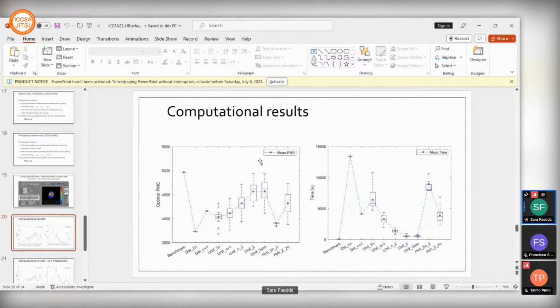On the left-hand side now, we have the results in terms of fluence map optimization, or if you want, in terms of optimal function value. And on the right-hand side, we have the results in terms of computational time. Looking first at the optimal values obtained, compared to the clinical benchmark, the deterministic approach with the maximal basis is very good. It's not new, we already tested it, and the improvement is more than 20%. It's a very good result.